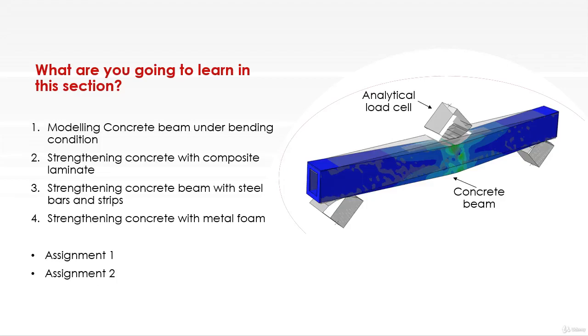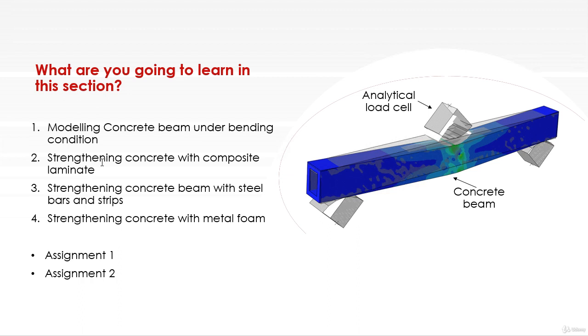The first video is going to be about modeling a concrete beam under bending conditions. So purely it's going to be a concrete beam without any reinforcement, and we're going to use the analytical load cell to apply a displacement. Then in the second tutorial I'm going to show you how to reinforce a concrete beam with composite layers, a laminate. In the third video we're going to reinforce a concrete beam with steel bars and strips, and finally in the last video we're going to use a metal foam.